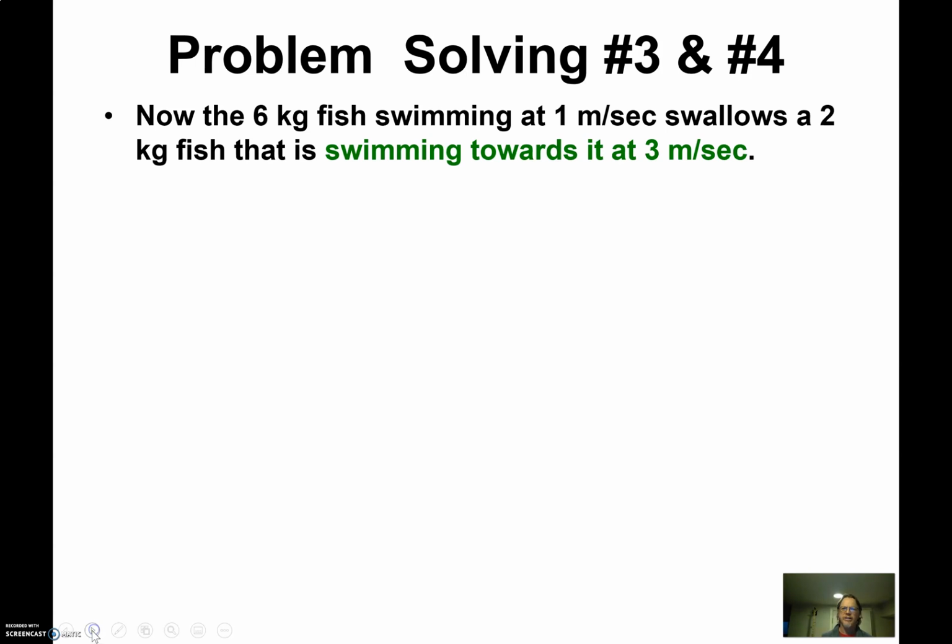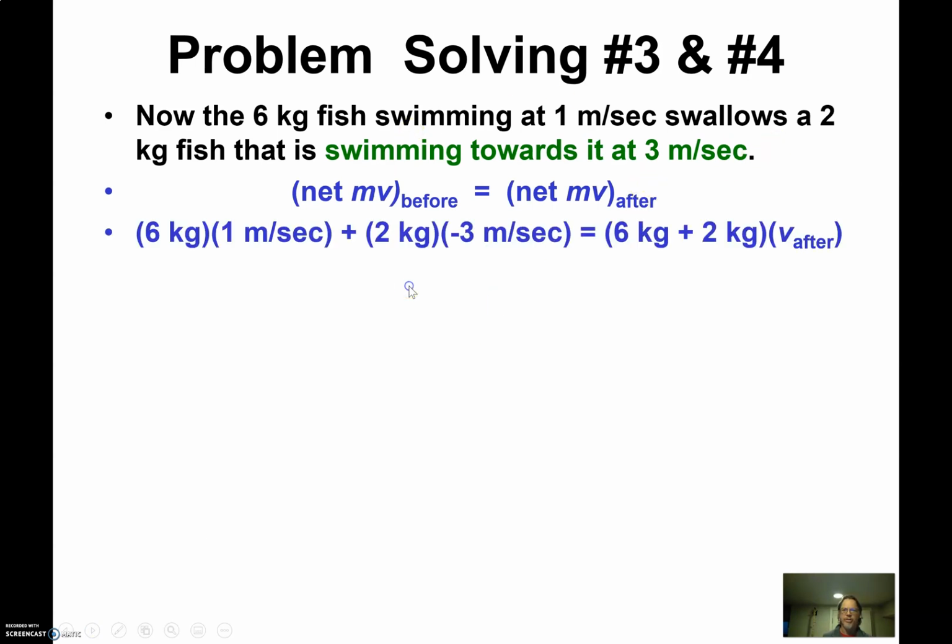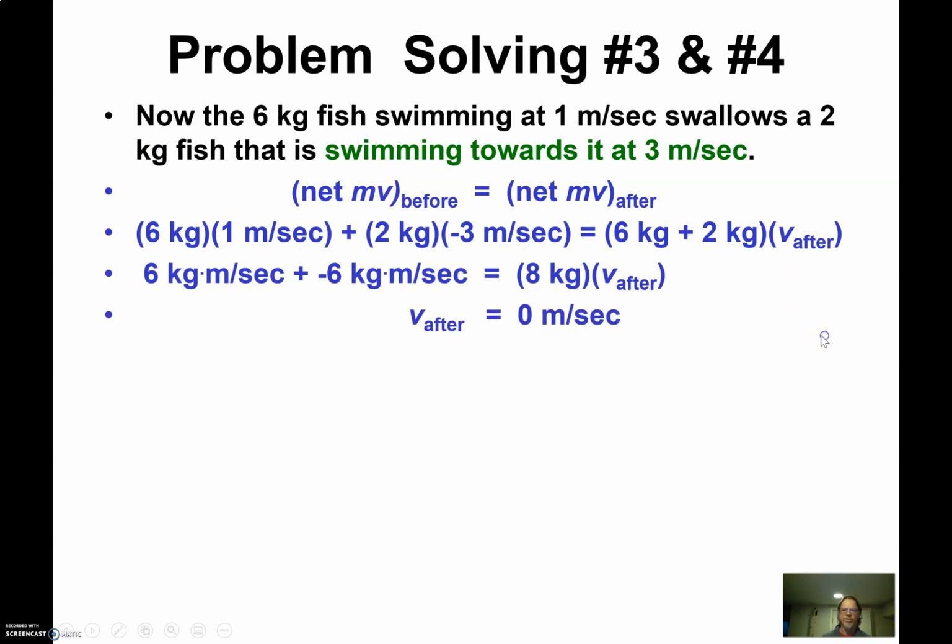Alrighty. Hey, let's get even crazier. Now we got a 6 kilogram fish still going 1 meter per second, but now the other fish is going at 3. So how does the momentum compare to each other? Well, you have the same momentum, but opposite directions. So what's the momentum beforehand? Well, the momentum beforehand is actually 0. So what does the momentum afterwards have to be? Also 0.